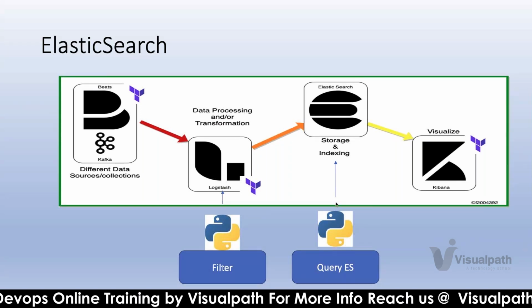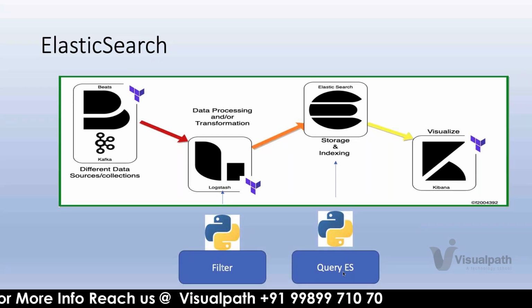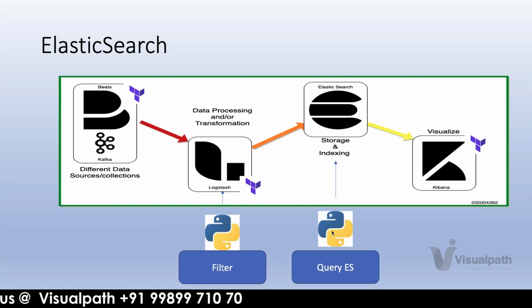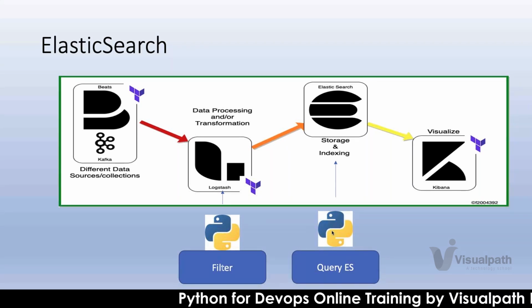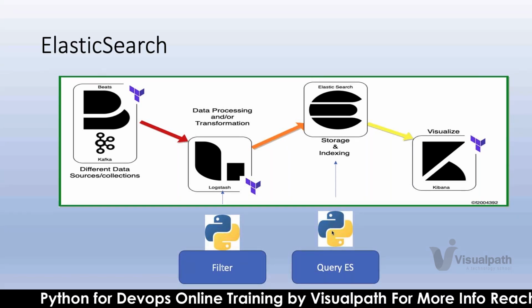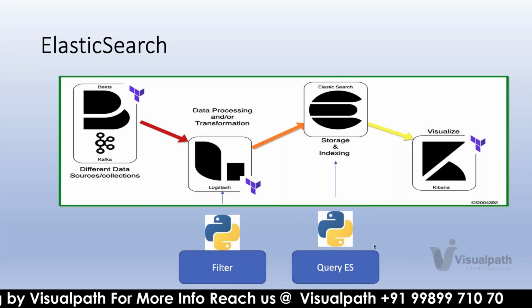And apart from that, how do you query the ES? Some automation is running which wants to query your Elasticsearch. So how do you query that? Again, you cannot install the Elasticsearch CLI and run the commands there, right? So you should have an automation where you can easily query the data and get the data. So that's the reason why again Python is needed.